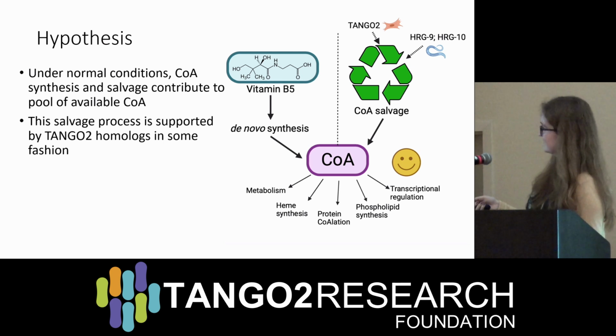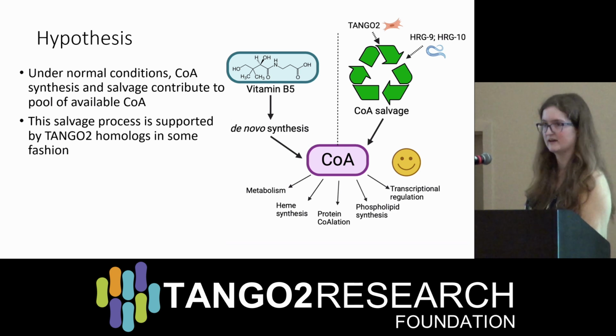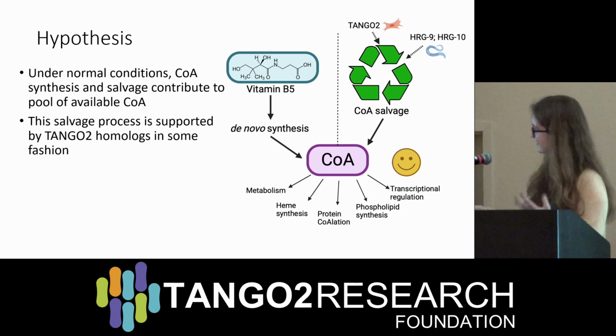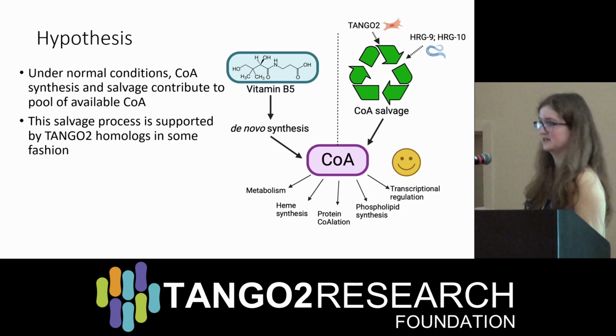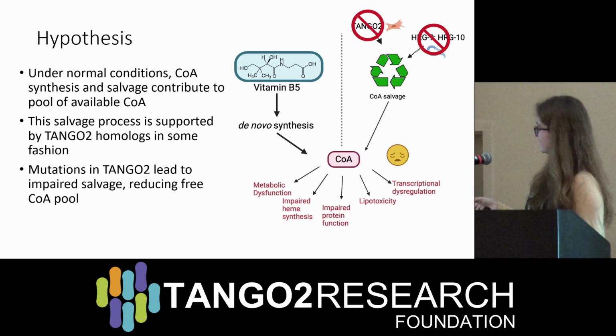Because vitamin B5 is able to help TANGO2 patients, that makes me think that this pathway is probably okay. Our patients can still take up vitamin B5, they can eat it, and if it's helping them, it's probably getting turned into CoA. Which makes me think that maybe TANGO2 is acting on this side of things.